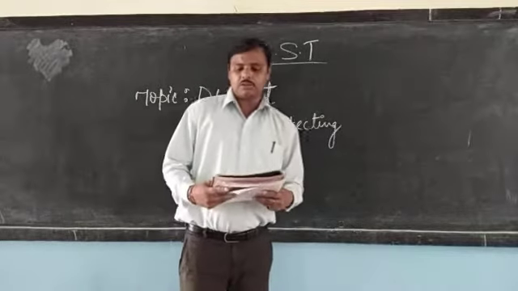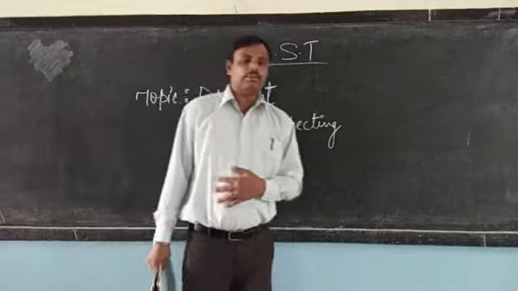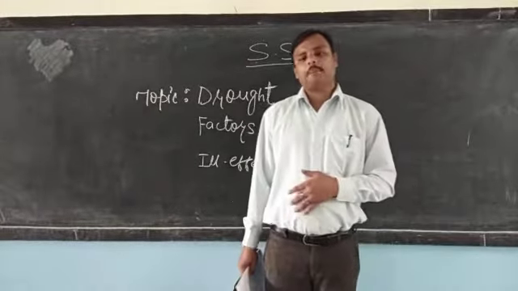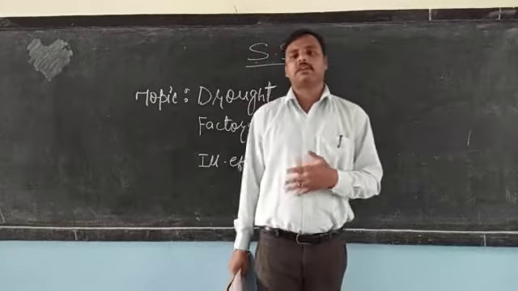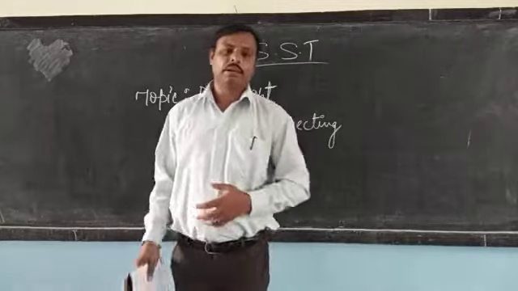The third is that excessive use of groundwater or surface water results in drought conditions. Excessive use means that you are wasting water which could have been very fruitful for the general masses, but it has been wasted or not used properly.